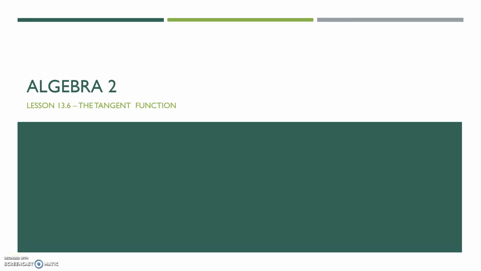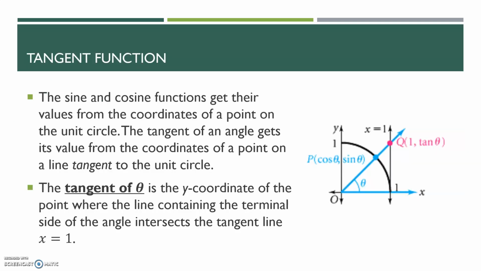Hi guys, today we are looking at the last trigonometric function, the tangent function, and we are going to look at how to graph it. This one is going to look different from sine and cosine, and you'll see why in a minute. The sine and cosine functions get their values from the coordinates of a point on the unit circle, represented by (x, y), where x is cosine and y is sine.